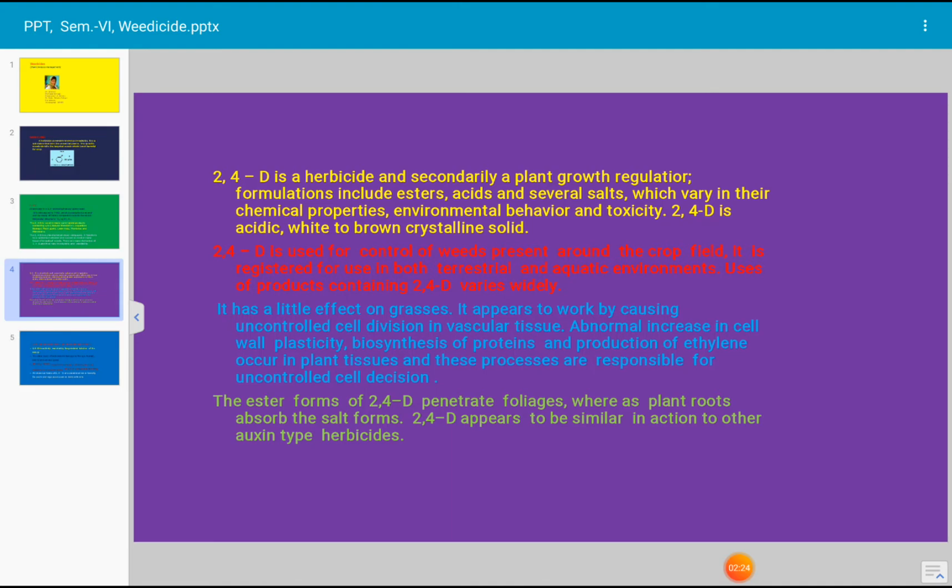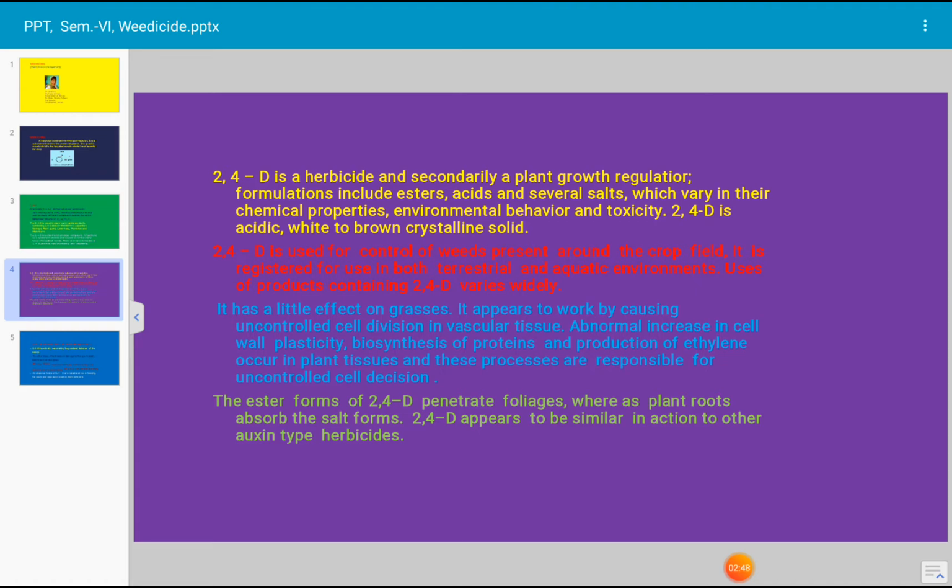2,4-D is used for the control of weeds present around the crop field. It is registered for use in both terrestrial and aquatic environments. The uses of products containing 2,4-D vary widely. It has little effect on grasses.